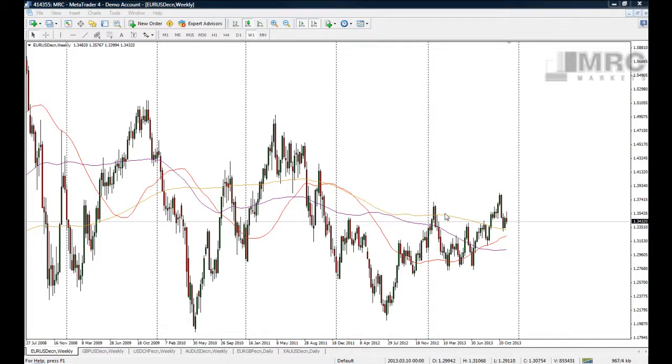For any followers out there, we have 3 moving averages in each of these charts. The red one is a 50 simple moving average, the purple is 100 simple, and the gold is 200 simple.